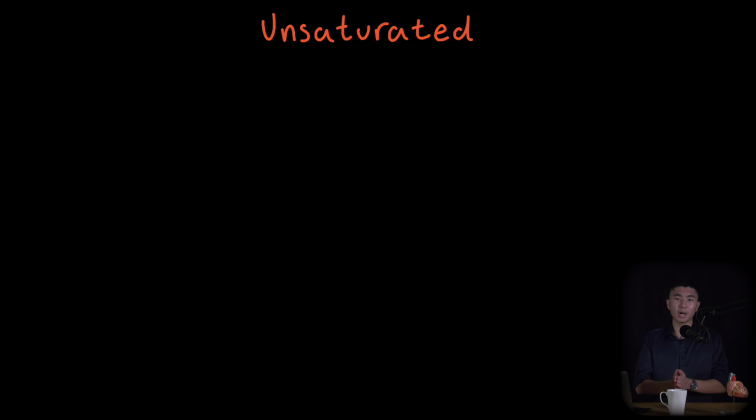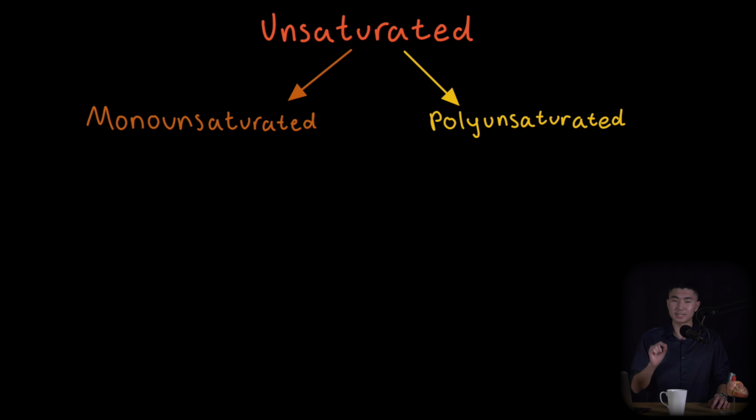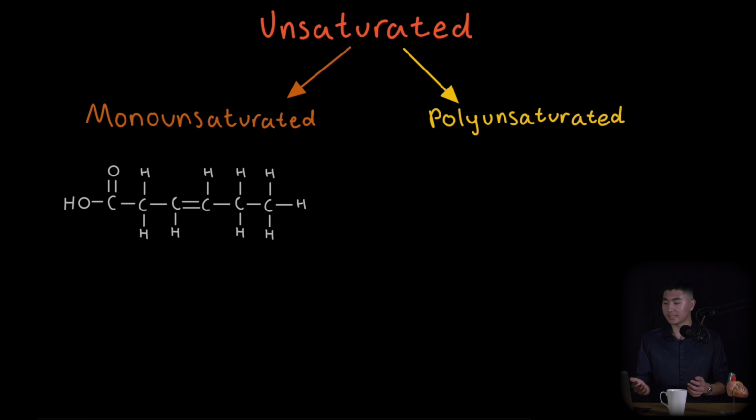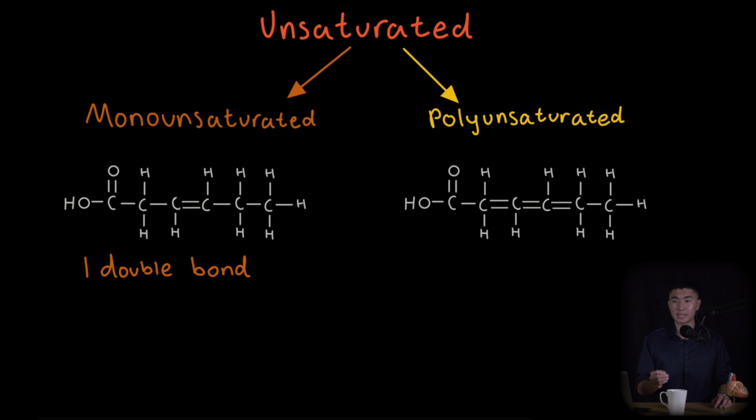Now, unsaturated fats are broken down even further, and there are monounsaturated fatty acids. Monounsaturated fatty acids are just fatty acids with a single double bond, also known as a kink. And the polyunsaturated fatty acid refers to having more than one double bond, or more than one kink, maybe even multiple kinks in the hydrocarbon chain.